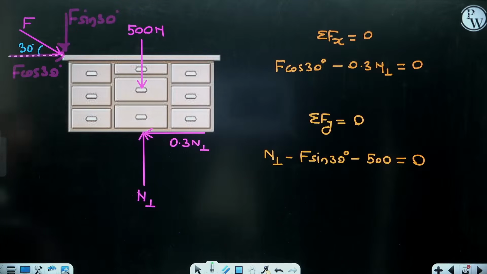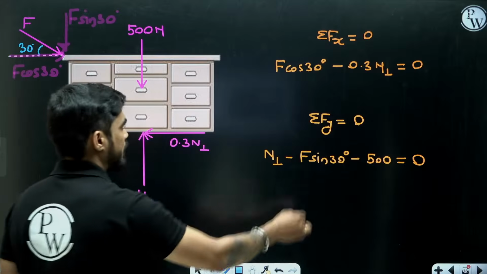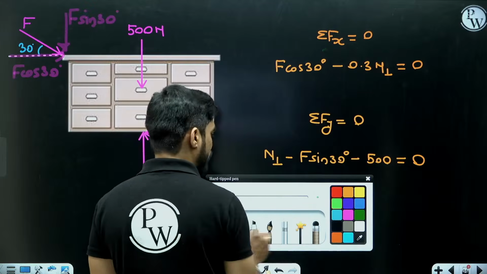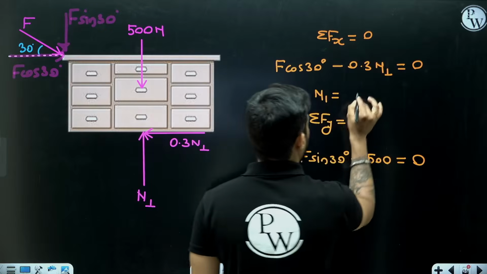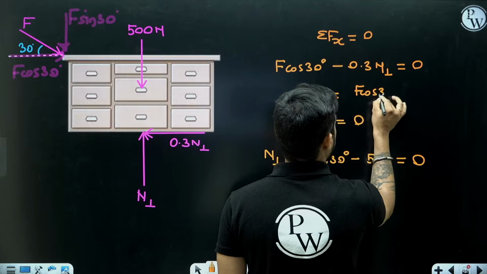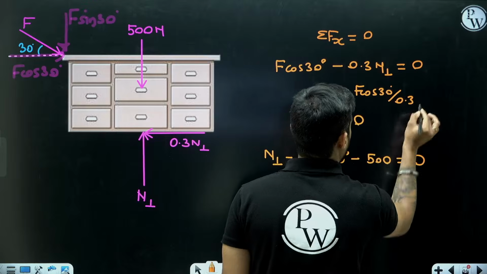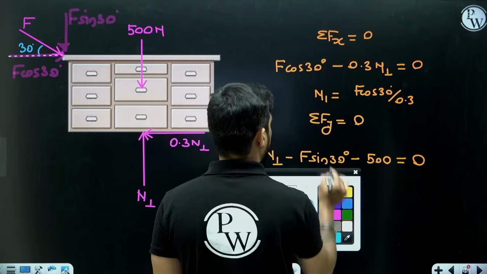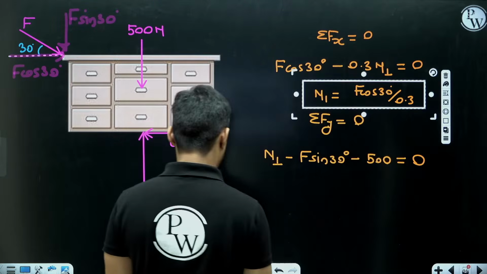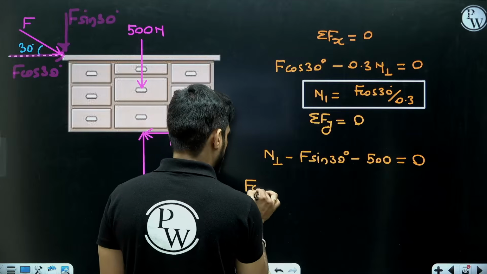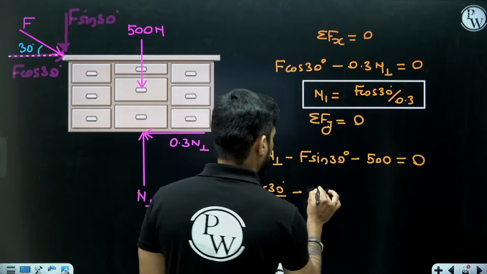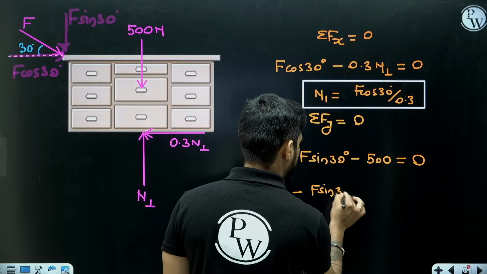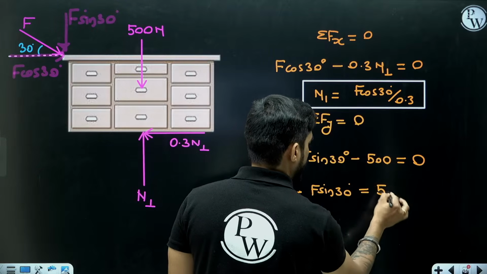You can use this method also. You can apply summation of Fx and Fy also. From here you will get the value of N1. N1 is F cos 30 divided by 0.3, right? F cos 30 divided by 0.3. Then you put it here. So it will become F cos 30 by 0.3 minus F sin 30 equal to 500.